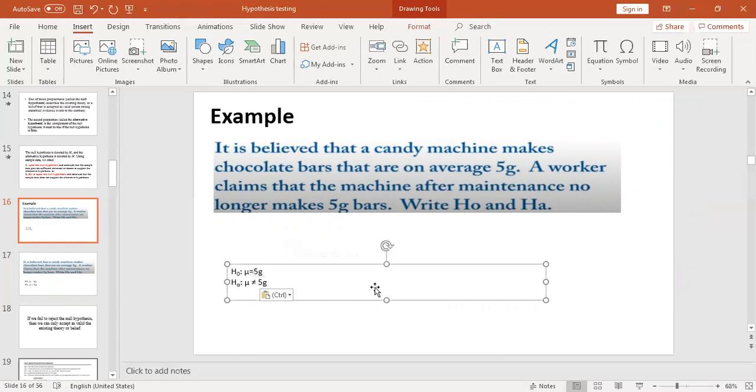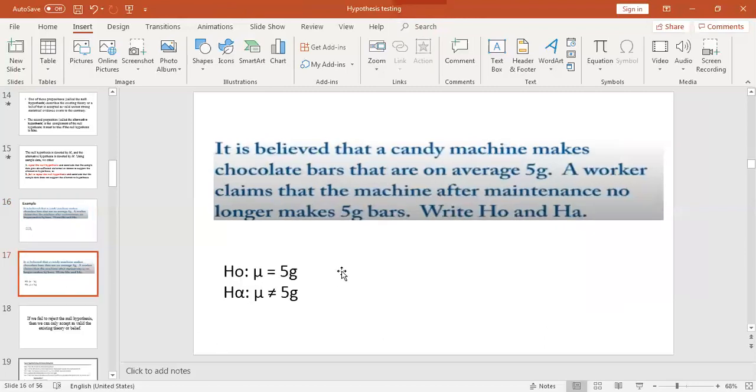And what the particular worker tries to do is that he had claimed that the machine after maintenance no longer makes 5-gram bars. So that's going to be our alternative hypothesis. That is what we are going to test. So I hope the null hypothesis and alternative hypothesis are clear for you all.